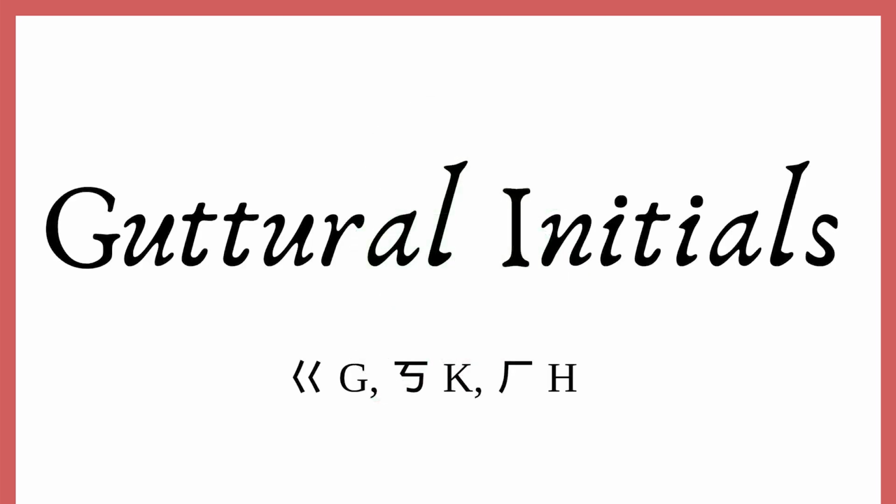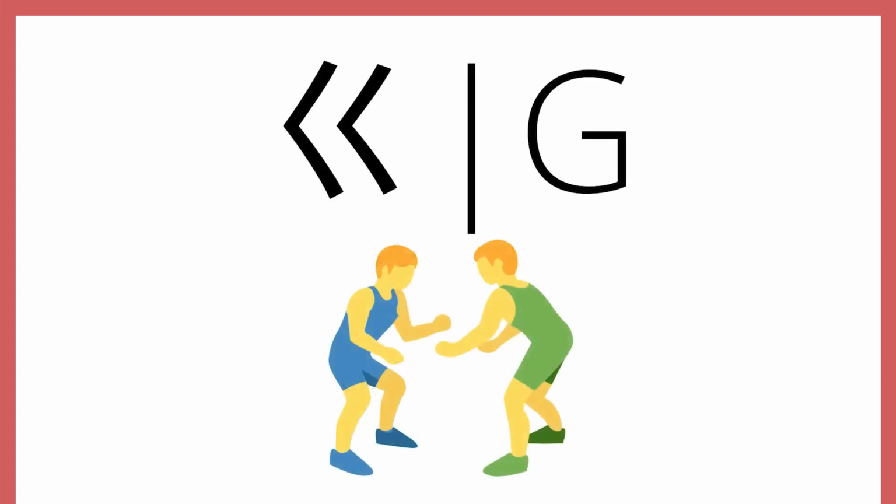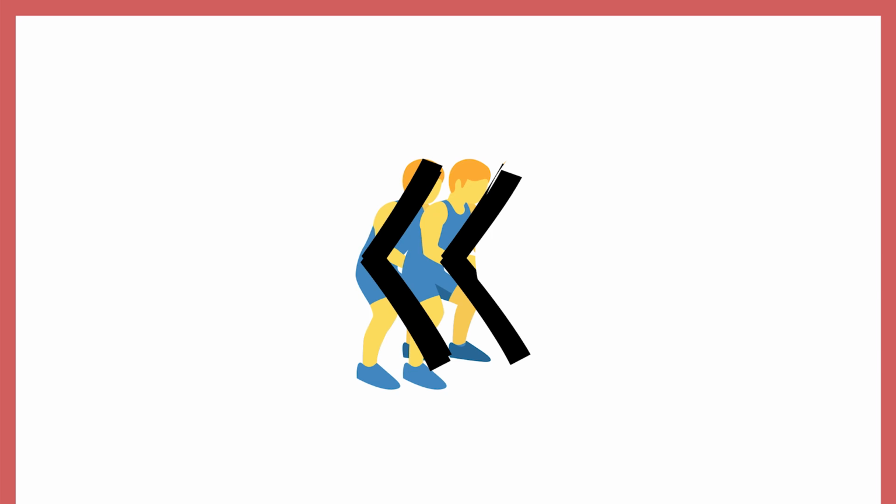Next, we have the guttural initials, g, k, and h. G is pronounced like gut punch without the ut punch. So, g. The Pinyin is G, and for the Zhuyin, imagine two people getting gut punched and doubling over in pain. That's kind of what it looks like.